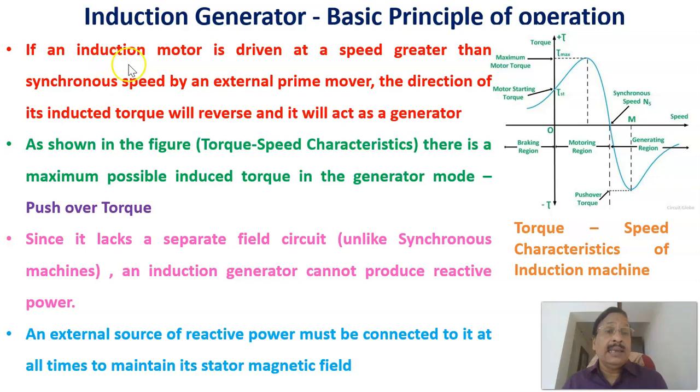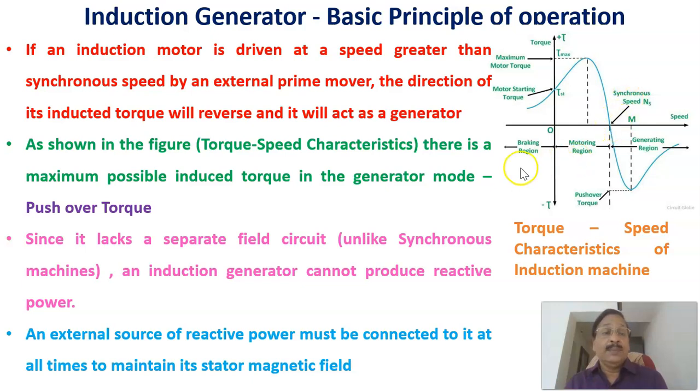Now here, if an induction motor is driven at a speed greater than the synchronous speed by an external prime mover, the direction of its induced torque will be reversed and it will act as a generator. That is, if it is run at a speed more than the synchronous speed by a separate external prime mover, that will be working as an induction generator. Therefore, this region corresponds to the induction generator region, in which the speed of the rotor is more than the synchronous speed ns.